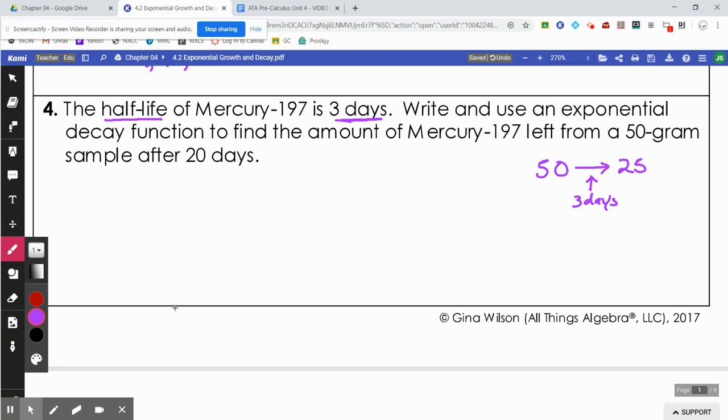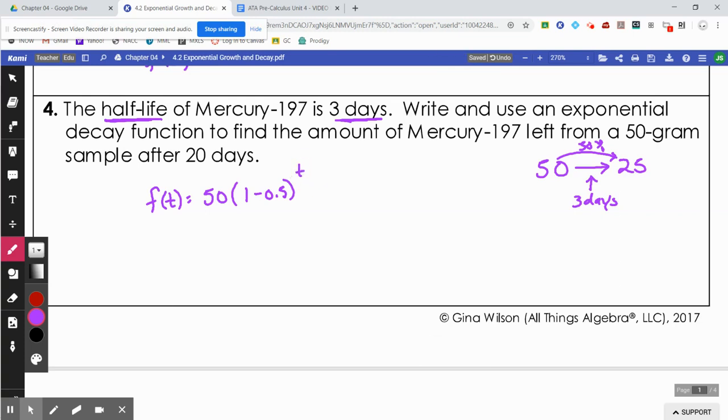So now this is an extremely tricky problem here, the way we're going to write our function. F of t is equal to, we're starting with a 50-gram sample. Our rate, we're decreasing by a rate of, from 50 to 25, that is 50%. That's what we mean by half-life. It's cutting it by 50%. So that'd be 1 minus 0.5. Now, here's the tricky part. That happens in 3 days, okay?